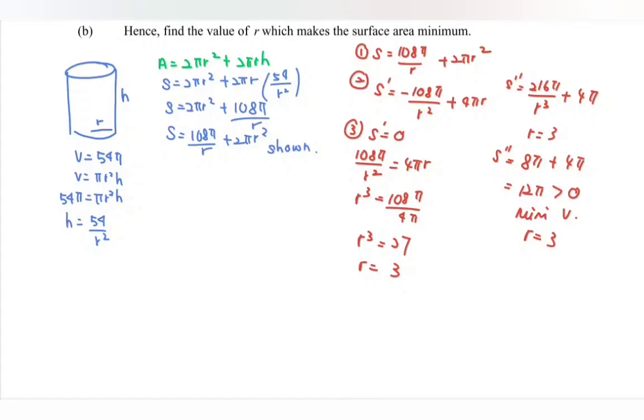So the value of r which makes the surface area minimum would be 3 cm.